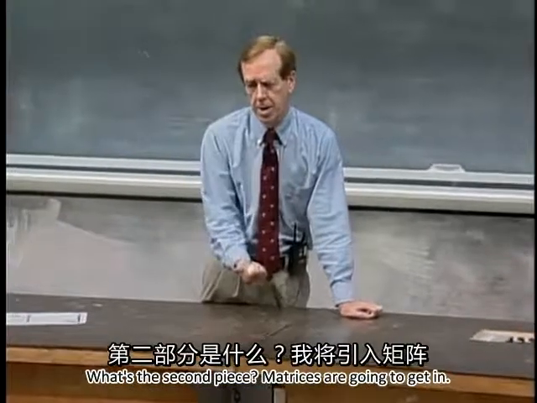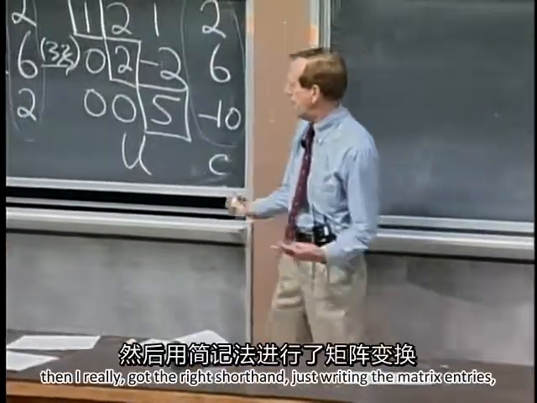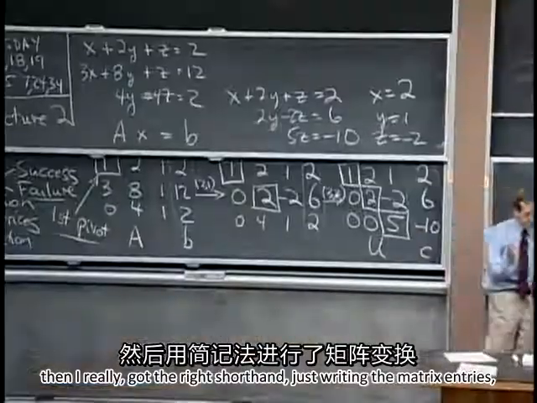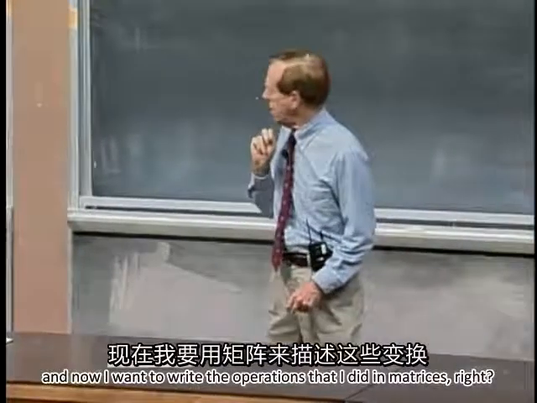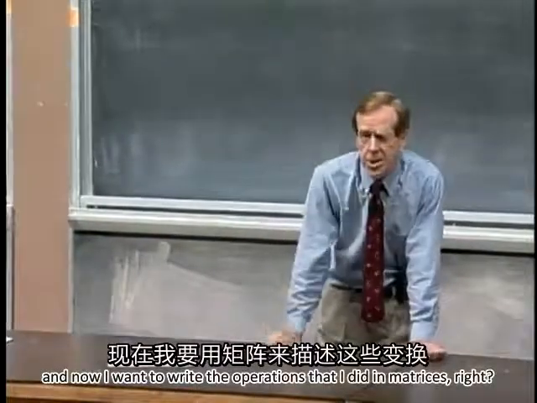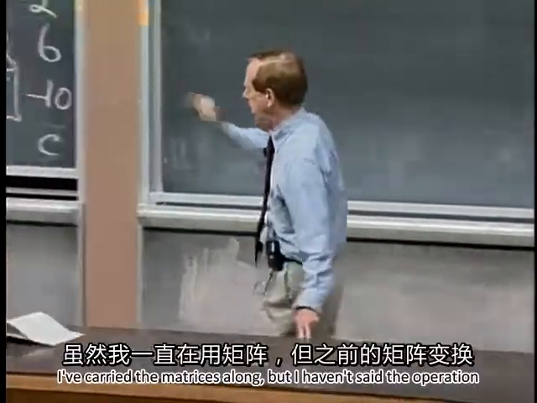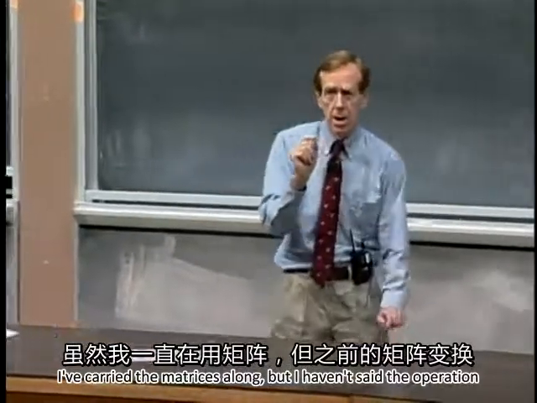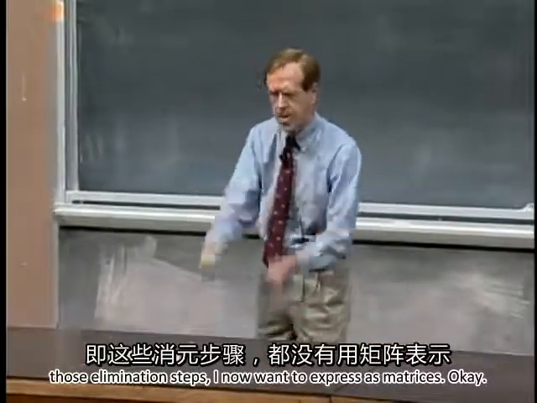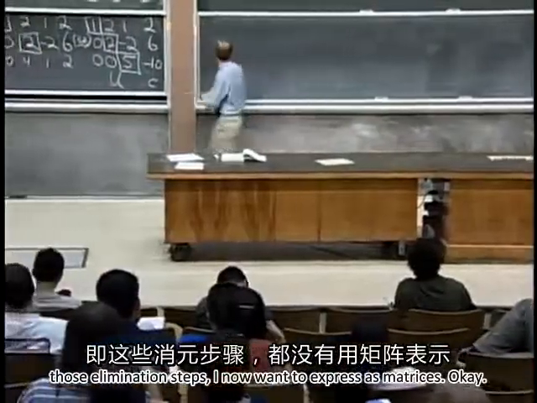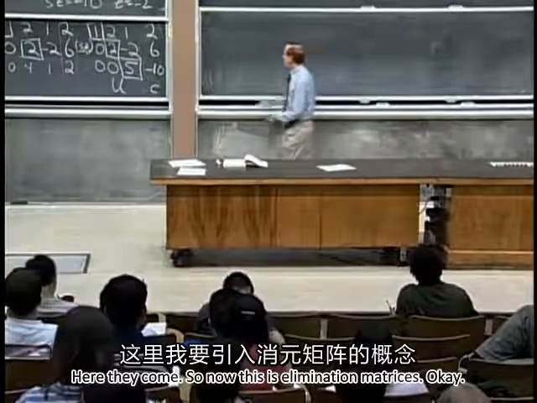Matrices are going to get in. So I wrote stuff with x's, y's, and z's in there. Then I got the right shorthand, just writing the matrix entries. And now I want to write the operations that I did in matrices, right? I've carried the matrices along, but I haven't said the operation. Those elimination steps, I now want to express as matrices. Okay, here they come. So now this is elimination matrices.